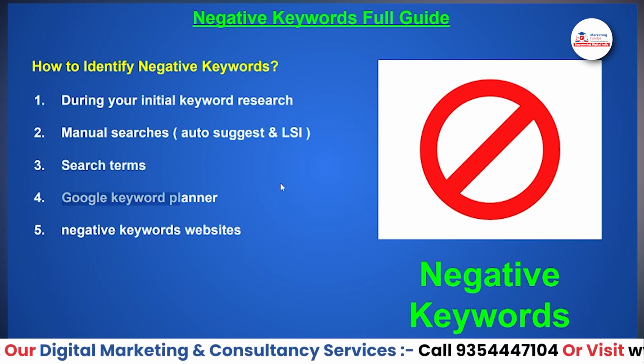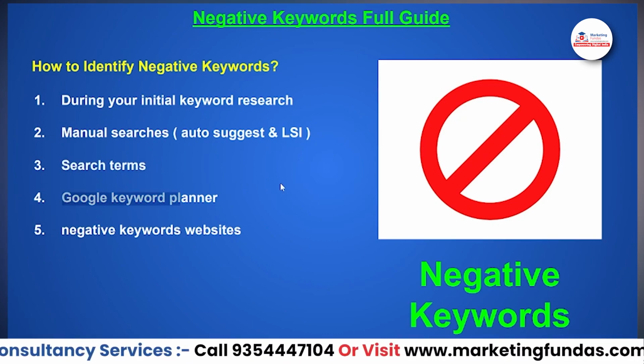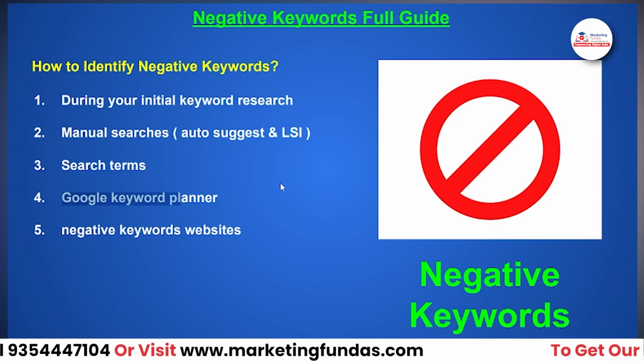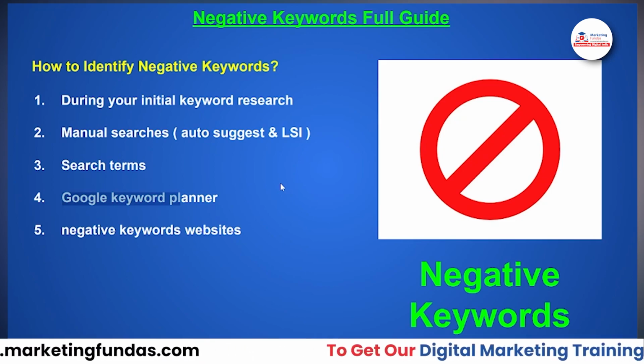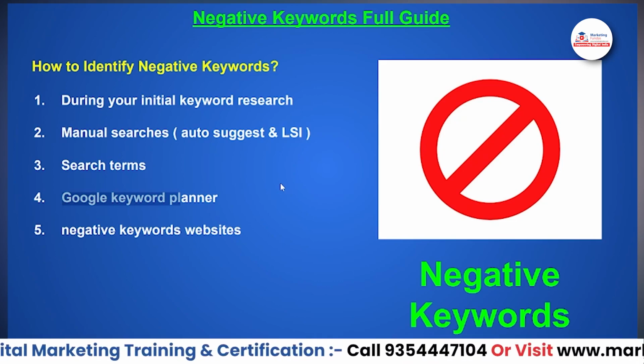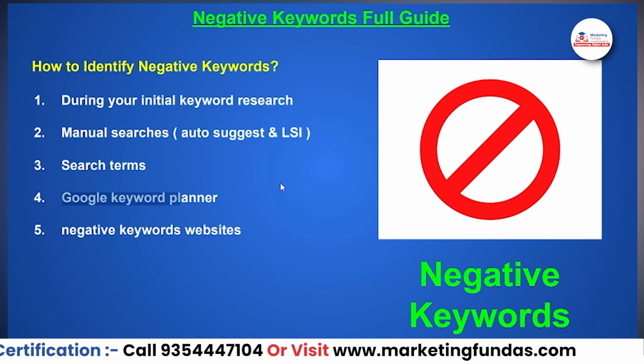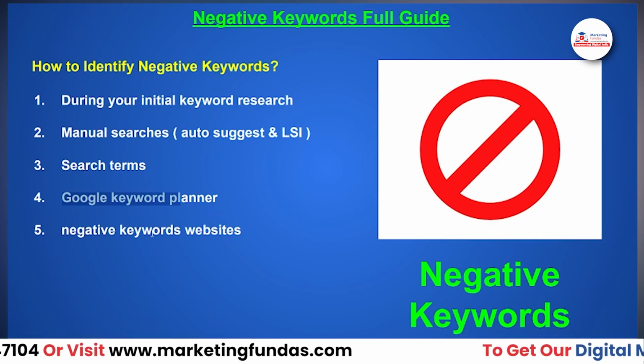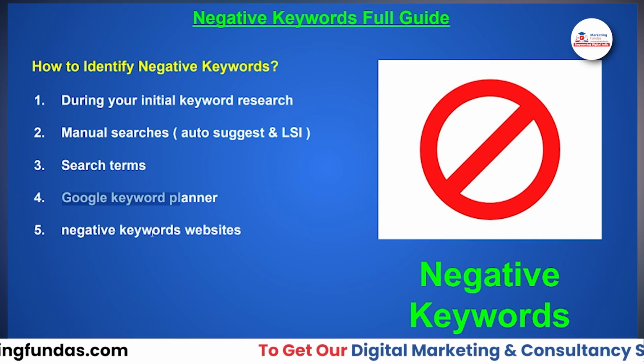Then the fourth option is using Google Keyword Planner. Obviously, we usually only use Keyword Planner to find potential keywords, but we can use Google Keyword Planner to find negative keywords as well, right? Popular negative keywords which people are searching. And at the end, negative keyword websites.